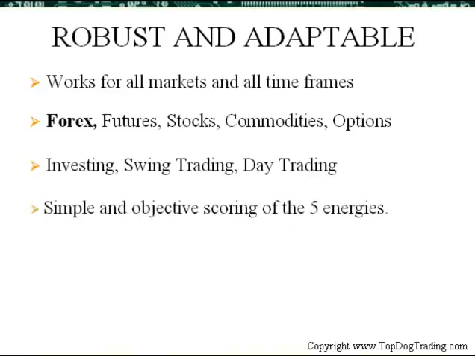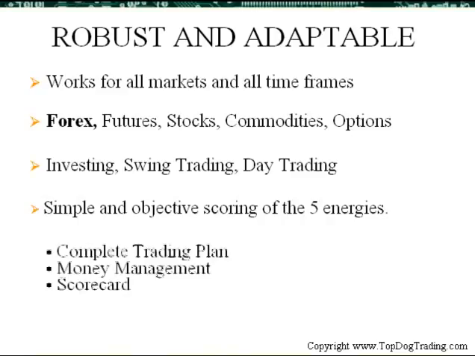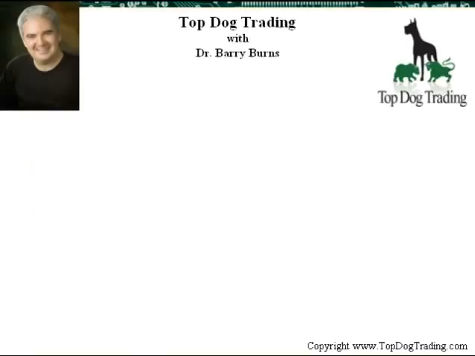And so it's very simple, and it's very objective, and that's the key right there. It's objective. You do not want any kind of subjectivity in your trading method. You want to have confidence, and that confidence comes through an objective method. We simply score the 5 energies. Each trade is based on a scorecard of 1 to 5. We have a complete trading plan. We use money management and that 5-point scorecard.